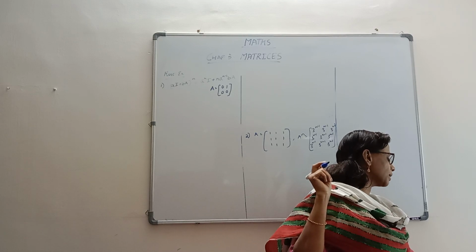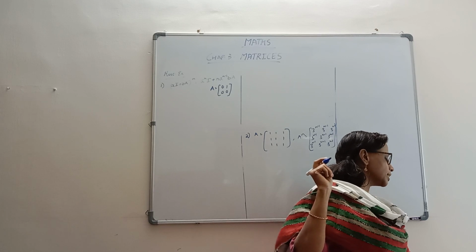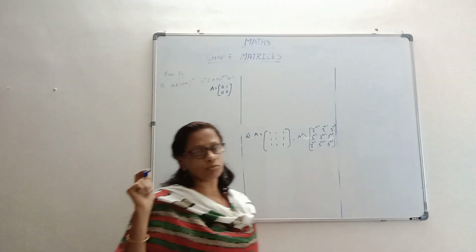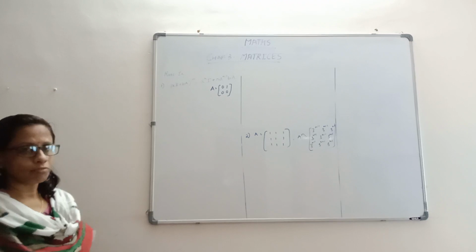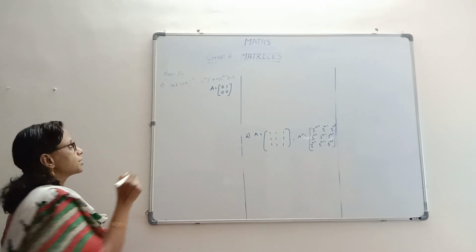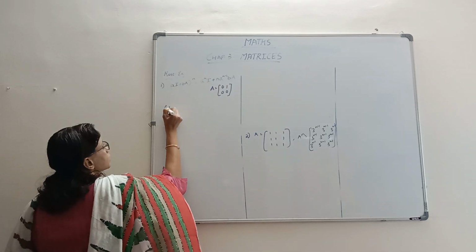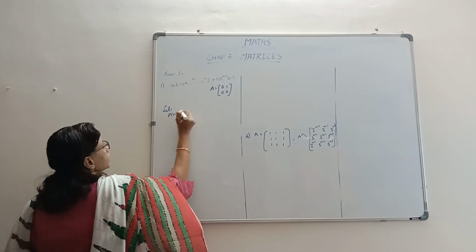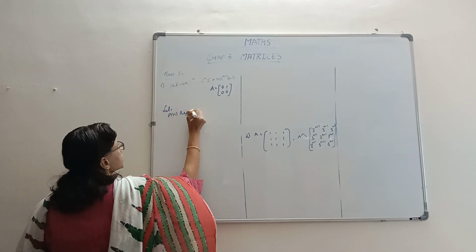You've got to show that (AI + BA) whole raised to n is A^n I + n A^(n-1) BA. This is to be done by the principle of mathematical induction. So we know we do it in 2 steps. So let's start right away. Let P(n) represent the given mathematical statement.